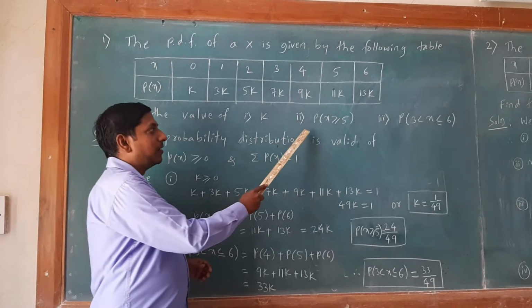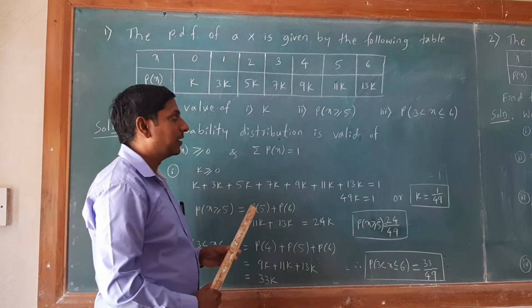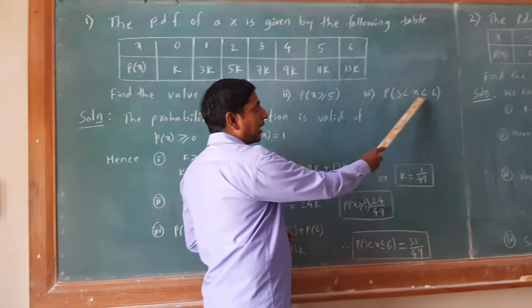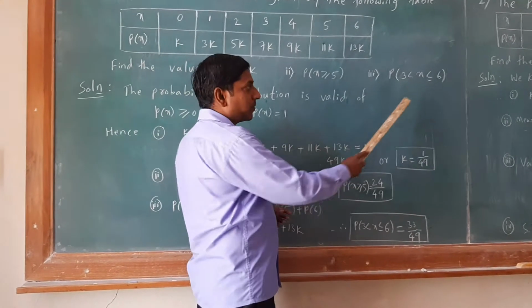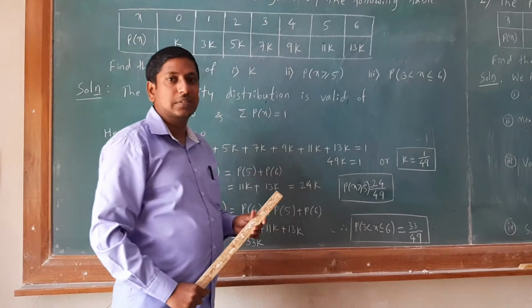Next one is the probability of x value greater than or equal to 5. And the third one is the probability of x value belonging to the interval 3 and 6 here. That is, x value greater than 3 and less than or equal to 6 here.